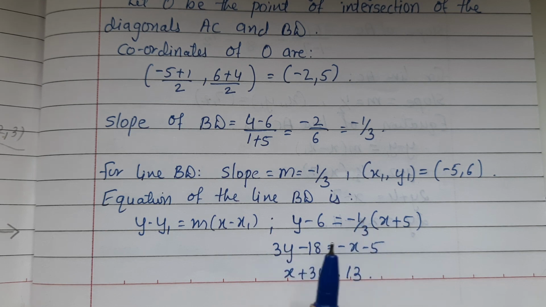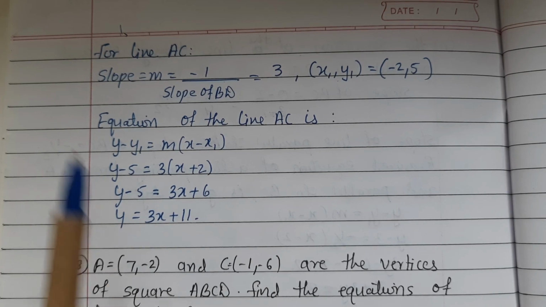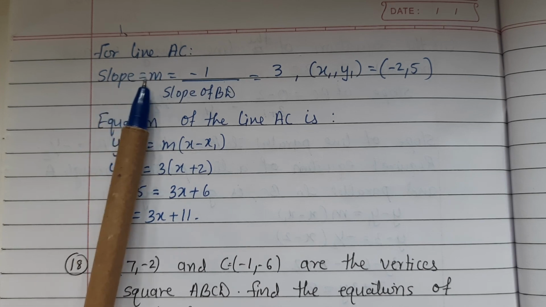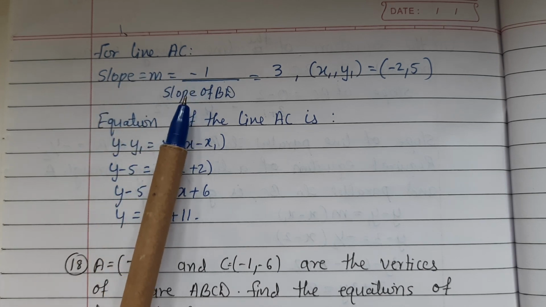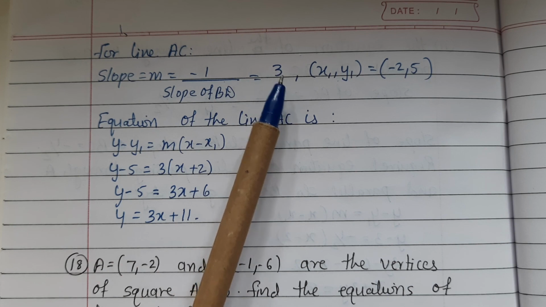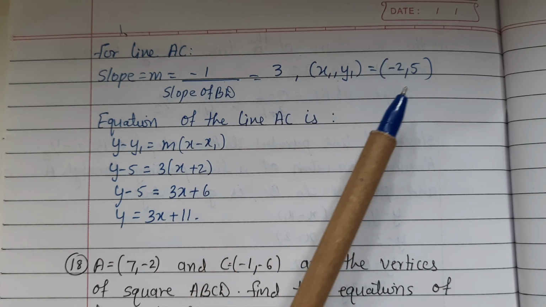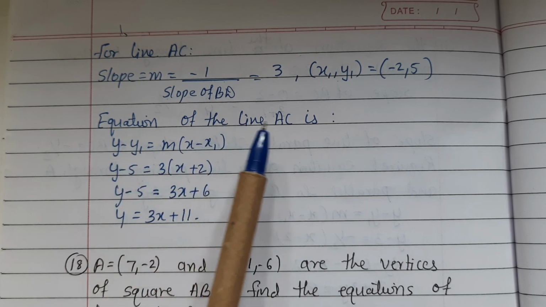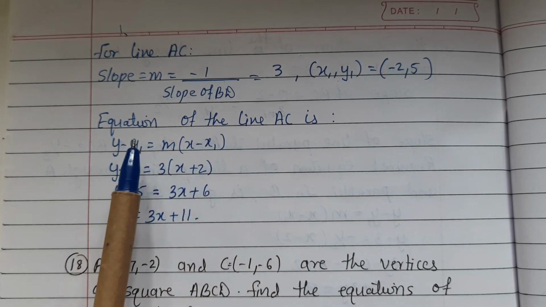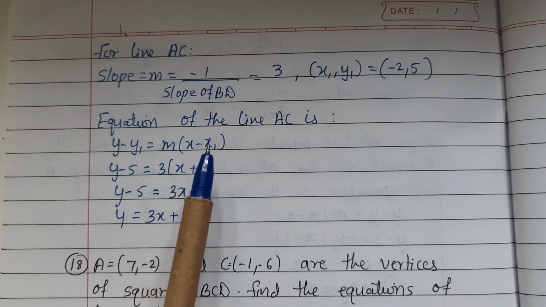3y minus 18 equal to minus x minus 5. x plus 3y equal to 13. For line AC, slope m equal to minus 1 upon slope of BD equal to 3. (x1, y1) equal to (-2, 5), the point of intersection. Equation of the line AC is y minus y1 equal to m into (x minus x1).